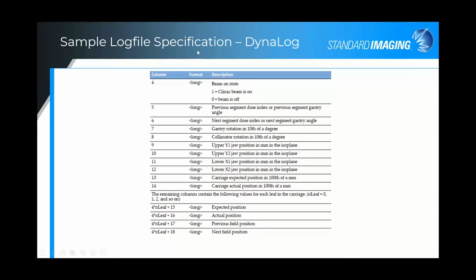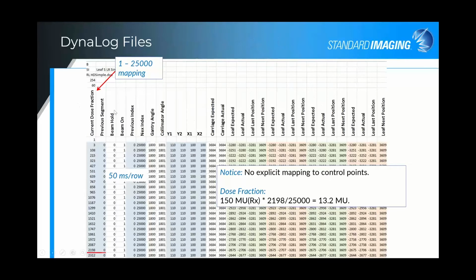This is a sample log file specification for a DynaLog file, and it just specifies what is actually in each record. You can see, of course, jaw positions, carriage positions, actual and expected MLC leaf positions. So it's all well-defined. And then this is kind of what the file will look like, each of these corresponding to the definitions on the previous slide.